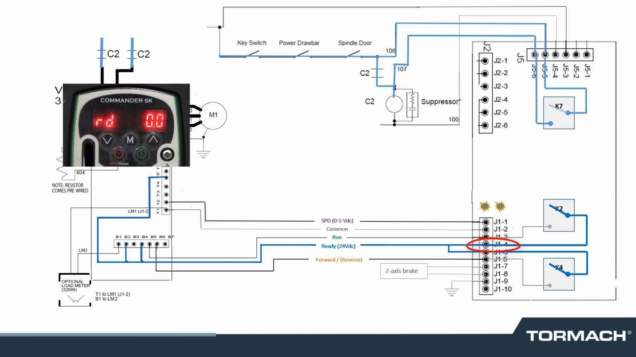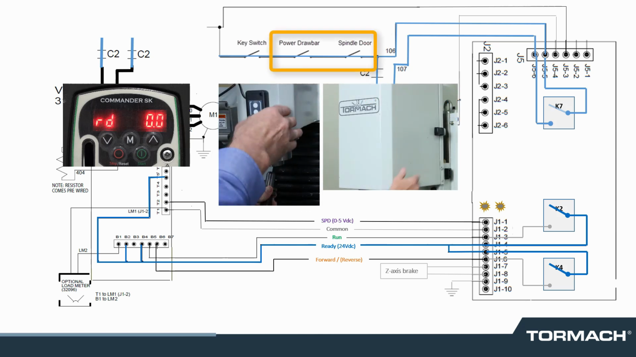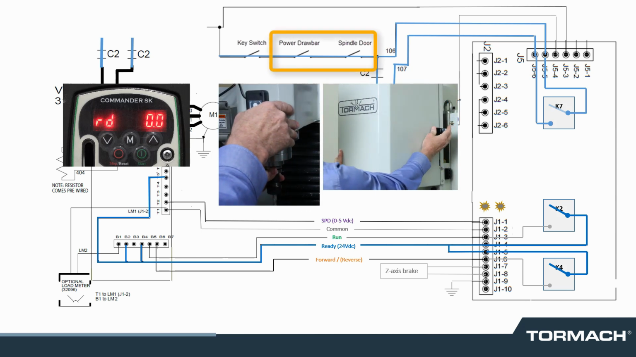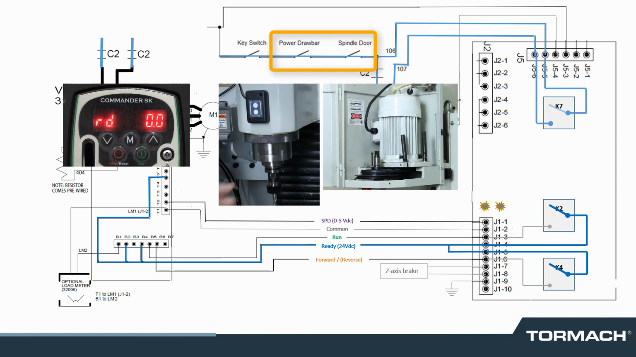The VFD readout shows RD 0.0. RD means ready. You will see this condition when the spindle stops at the end of an operation, unless contactor C2 is unlatched, such as after a tool change where the spindle door or optional power drawbar disrupts the latching circuit.